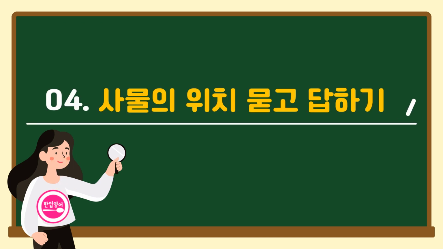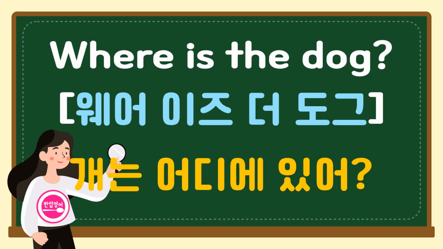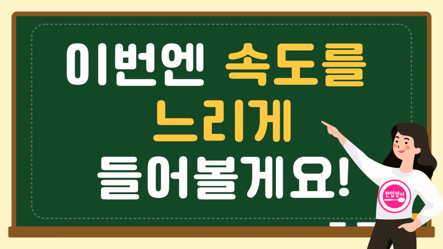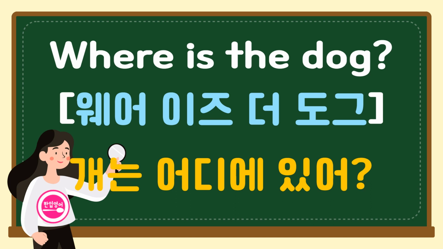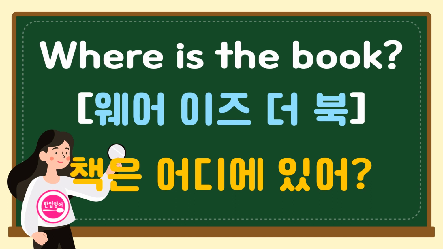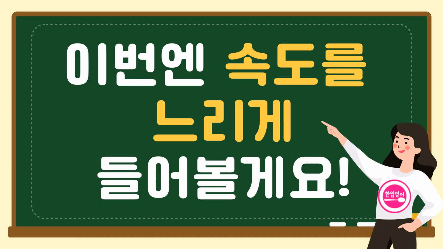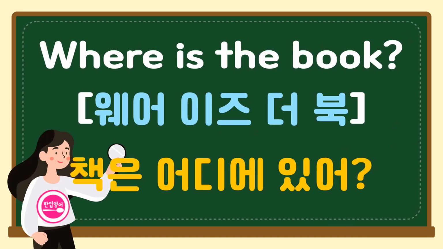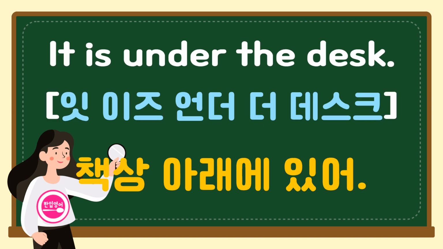사물의 위치 묻고 답하기. 개는 어디에 있어? Where is the dog? Where is the dog? 책은 어디에 있어? Where is the book? Where is the book? 책상 아래에 있어.